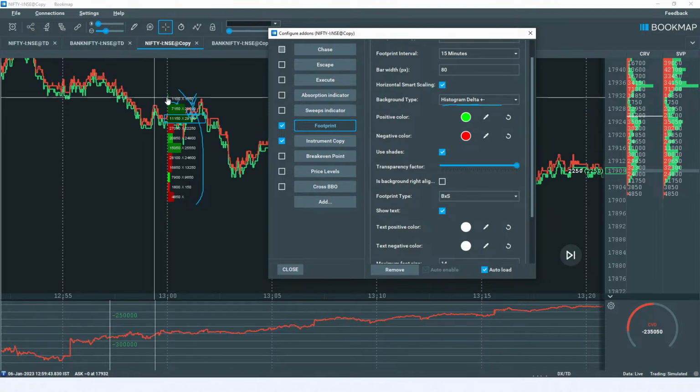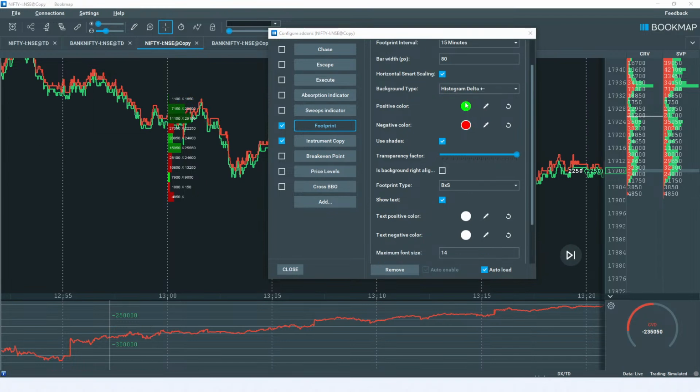With that, we can see the profile and also the behavior of the orders. You can change the colors according to your need. Use shades is one of the recommended options to keep active, because if I disable it, you will be able to see whether it is a market buy or market sell, but not the significance of that particular market buy or market sell.